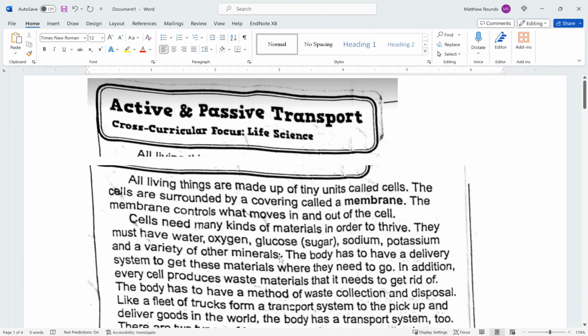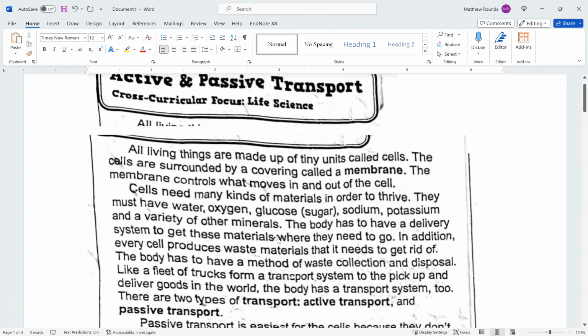Any words that you don't understand that we've read so far? No. All right, I'm gonna read for a little bit, and you can follow along.